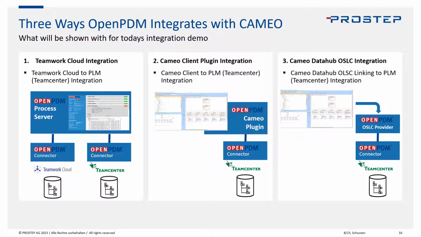So the three ways we're going to integrate with Cameo are first, the Teamwork Cloud integration between Teamwork Cloud and Teamcenter. Second, our Cameo client plugin integration that enables interoperability between the client and Cameo Systems Modeler to Teamcenter through a plugin in the OpenPDM connector. And third, the Cameo datahub OSLC integration. So this is using the connector with that OpenPDM OSLC provider, and then the native capabilities of the OSLC consumer within the Cameo datahub in order to integrate there.